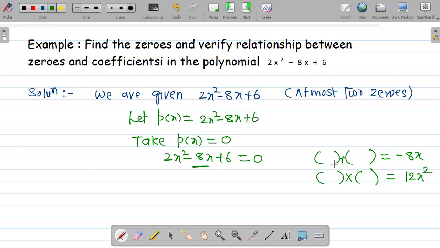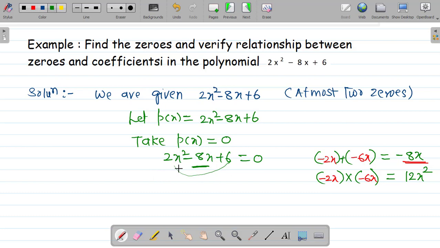So we have to split minus 8x in such a way that the addition of these two terms will be minus 8x, that is the middle term, and the multiplication of these two terms will be 12x square. So how to split? Of course, the splitting is like this: minus 2x and minus 6x. If we add these two terms, their addition will be minus 8x, and their multiplication will be 12x square.